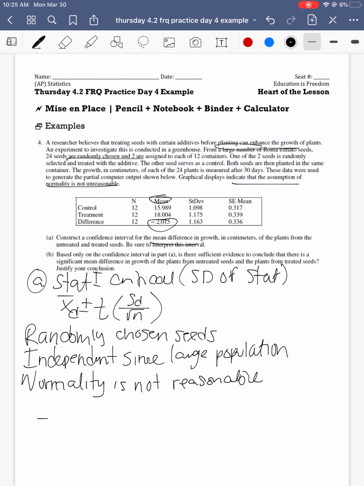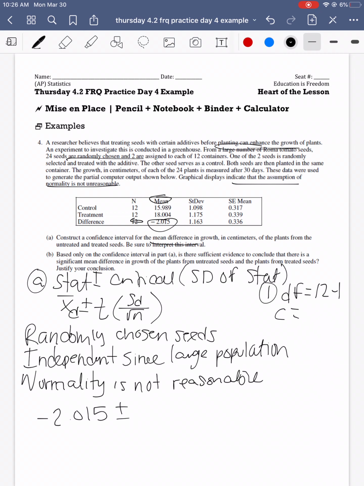So the mean difference is going to be indicated in the table. So negative 2.015 plus or minus our t. Okay, so our t, we know we need two things to get our critical value. The first one, we need our degrees of freedom, which is n minus 1. So in this case, we have 12 minus 1.